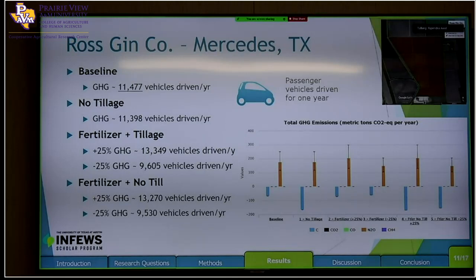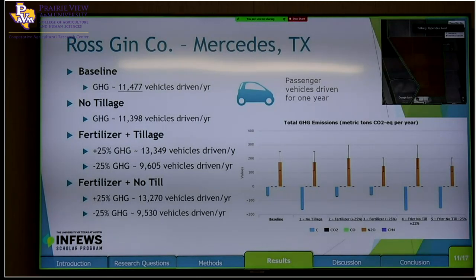And so these are the results that I got from Washington County. The baseline is basically a reference point to compare all the other results with. So baseline, with no change, it's about 11,477 vehicles driven per year. That's how much greenhouse gas they're emitting into the atmosphere just by cropping and planting the way they are planting. Business as usual.